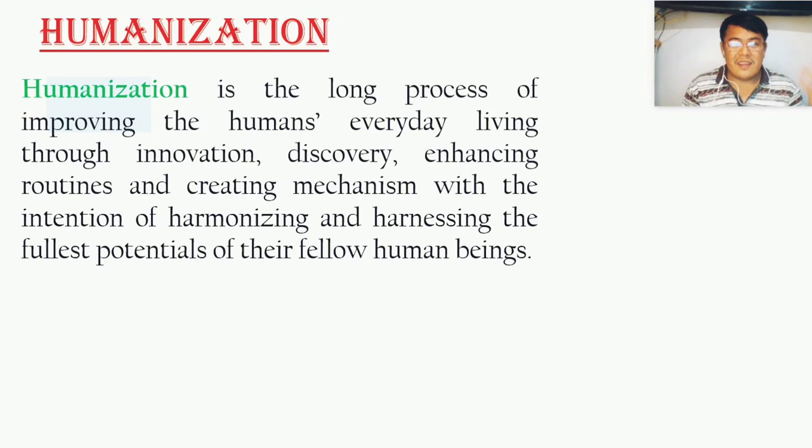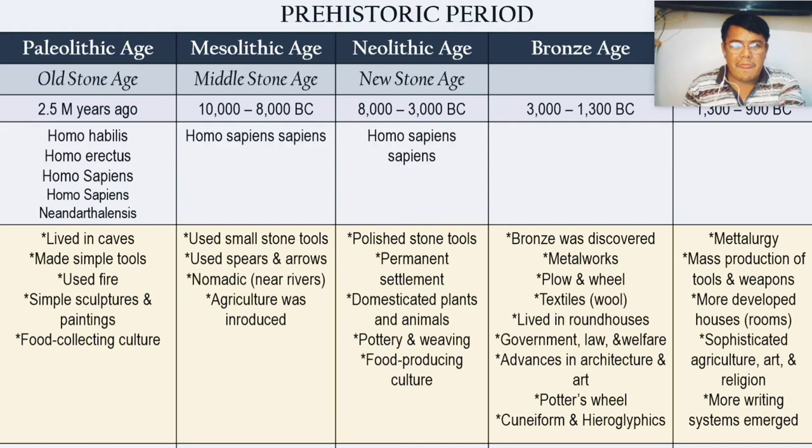So, humanization. Ayan. So, makikita dyan, may Paleolithic. Ito yung Old Stone Age. So, makikita naman dyan kung aling species ang nandoon. So, doon sa una, tumira sa kuweba, may tools, gumamit ng apoy, merong paintings at paglililo or sculptures, and they were collecting food. And then Mesolithic or the Middle Stone Age.